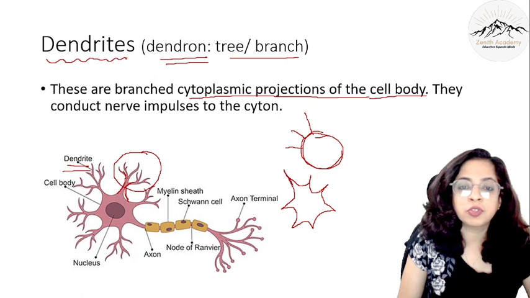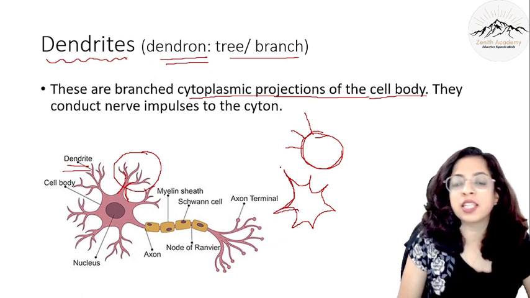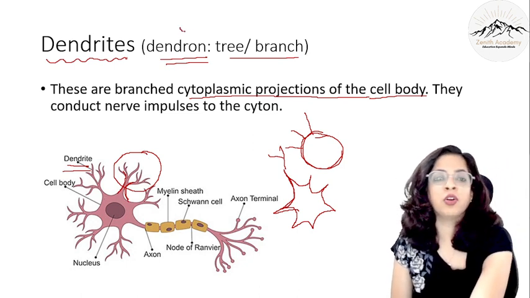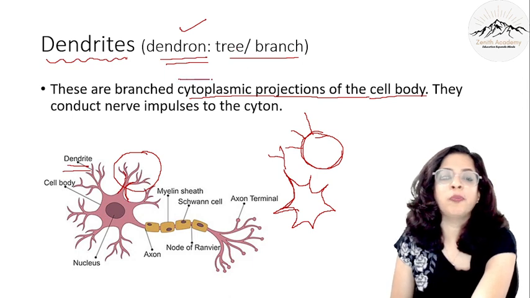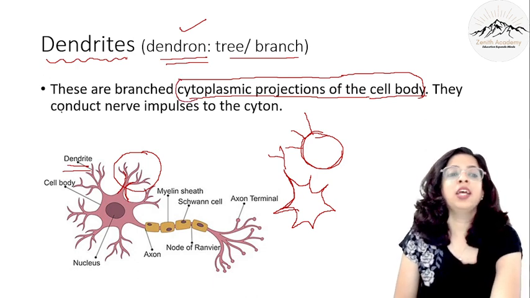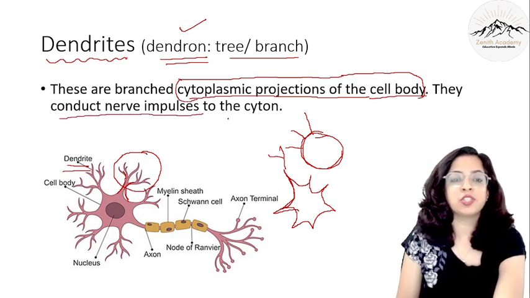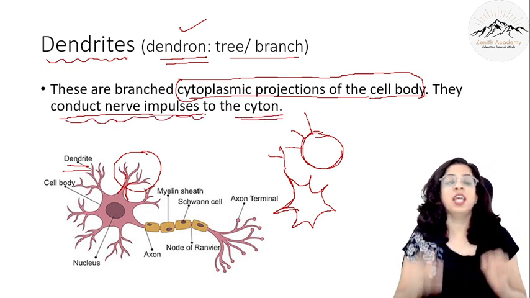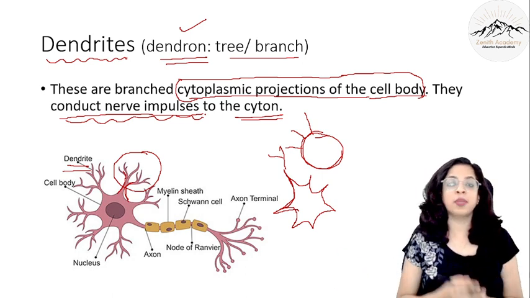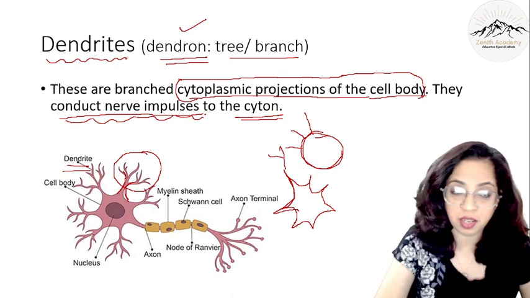Okay, so these are the projections from the cytoplasm itself. Can you see here in detail? Okay, so dendrites, dendron means tree or branch. These are cytoplasmic projections of the cell body. This is very important to remember. Okay, and they conduct nerve impulses to the cyton. This is very important. This is the function of dendrites. They conduct the nerve impulse to the cyton. You will understand in the coming slides what is a nerve impulse and everything.